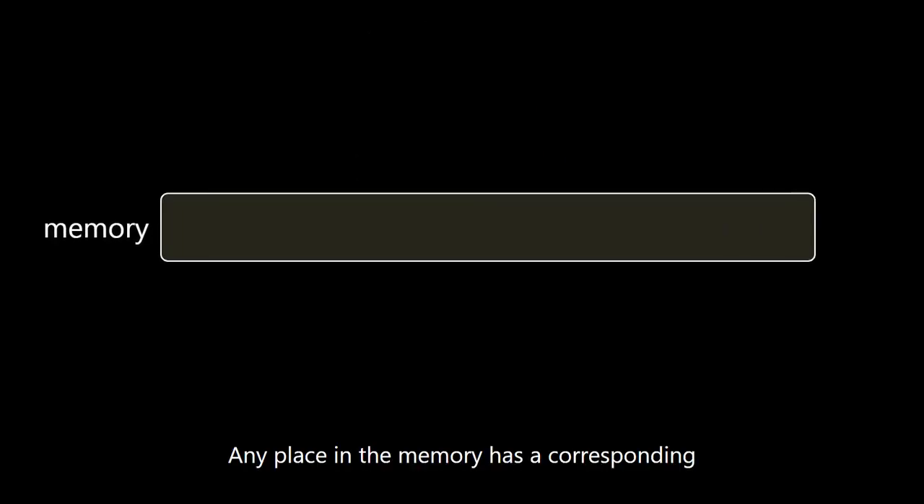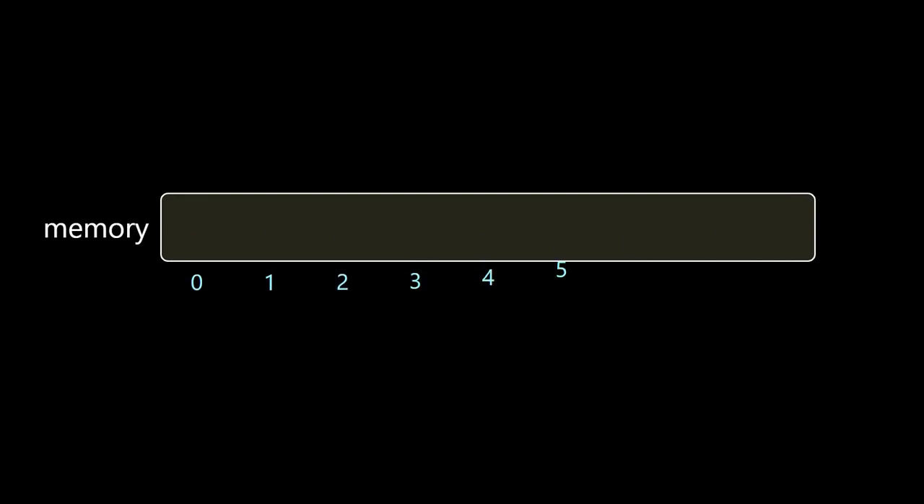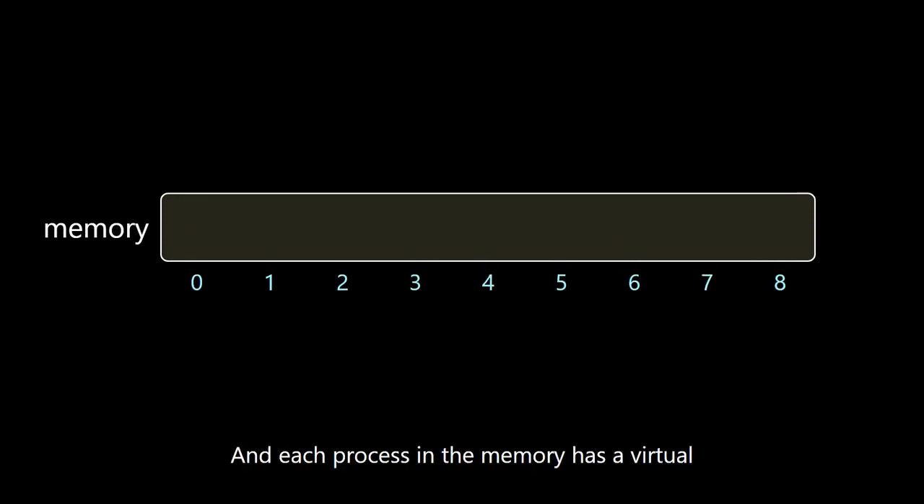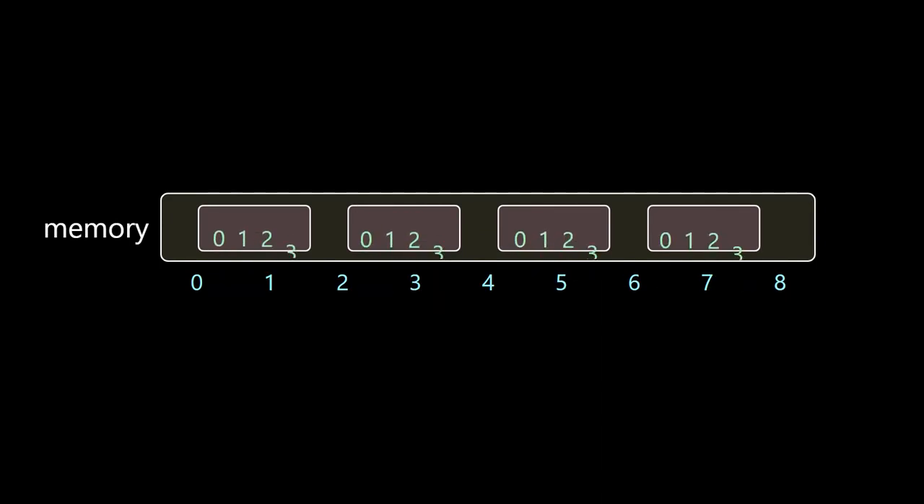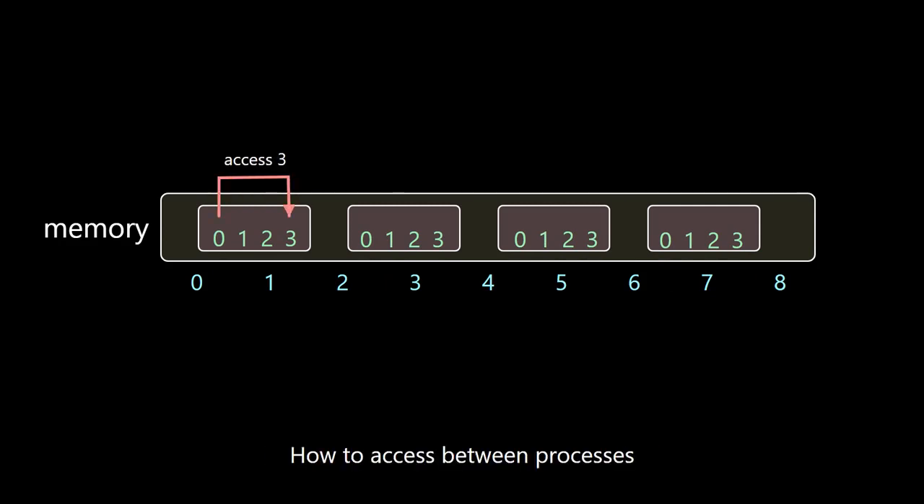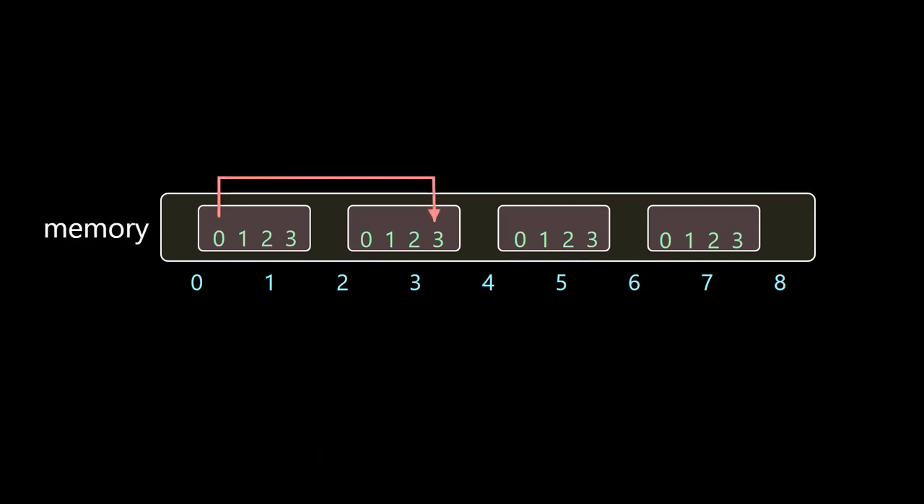Any place in the memory has a corresponding address for easy access, and each process in the memory has a virtual independent address space inside. In the process, it can be accessed based on the virtual address. How do you access between processes?